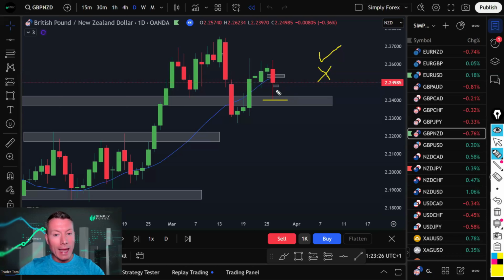Also, the candle. So that's the next part. Is this bearish enough to start selling? Now, the body of the candle broke the low of that candle.